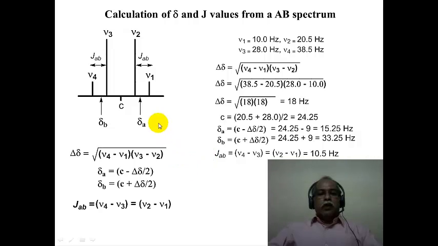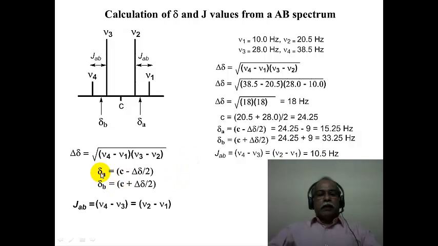Now, once you know the difference between the chemical shift values, this gap, that is delta delta, once you calculate it from this expression, you can also calculate the center of the spectrum by taking the average of frequency 2 and frequency 3. So, frequency 2 plus frequency 3 divided by 2 would be the center of the spectrum. So, one can also figure out the center of the spectrum fairly easily, because the spectrum is symmetrical with respect to the center.